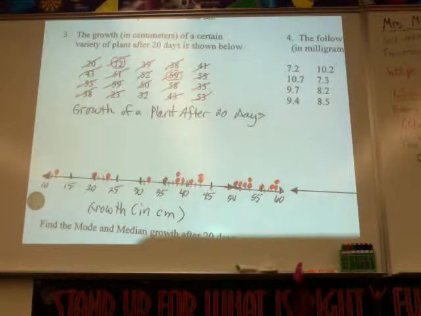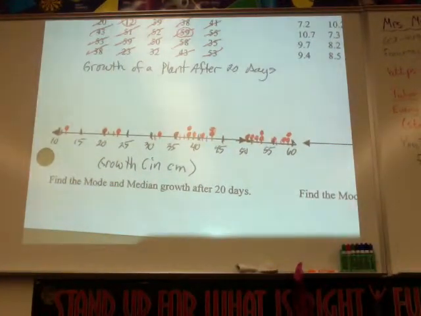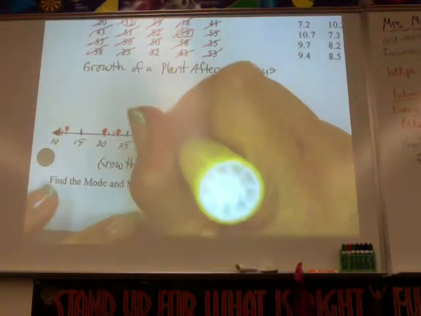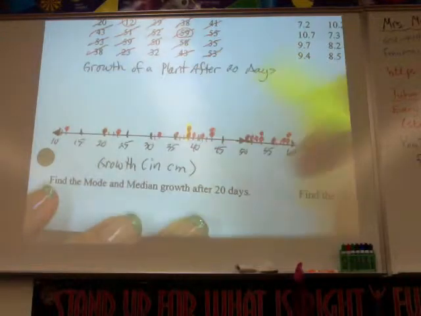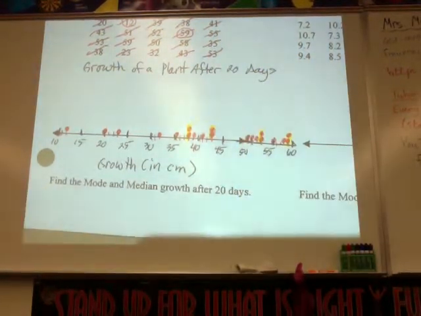So look what the next question down below says. Find the mode and the median growth after 20 days. So we're going to do the same thing. So what are our modes? Where do you see, what's the highest stack? Is there more than one? Okay, here's one here, right? Here's one here, here, and here. So we actually have 4 modes, don't we?